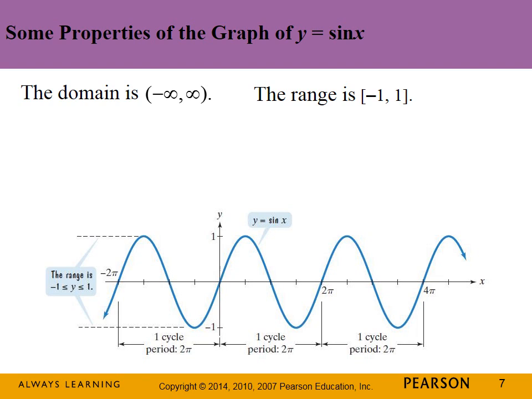The maximum y value is 1. The minimum value is -1. The period is 2 pi, and again what that means is that when you go over an interval of length 2 pi, after that the graph is just going to repeat.